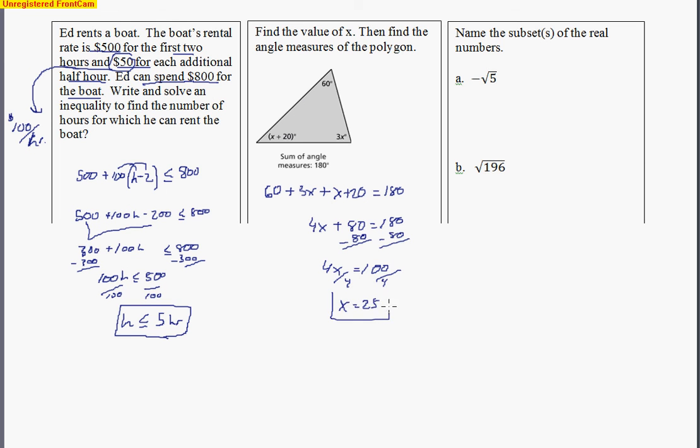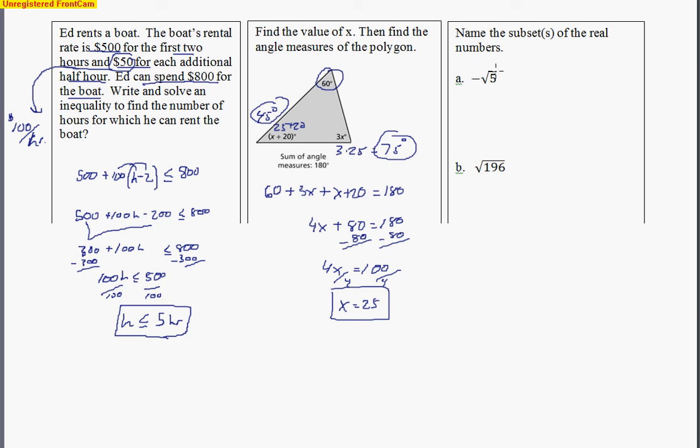So that's the value of x, but then they ask for what these angles are. Well, I already know this is 60. 3 times 25 gives me 75 degrees for this angle, and then 25 and 20 gives me 45 degrees for this angle. Here we have to name the subsets of the real numbers.